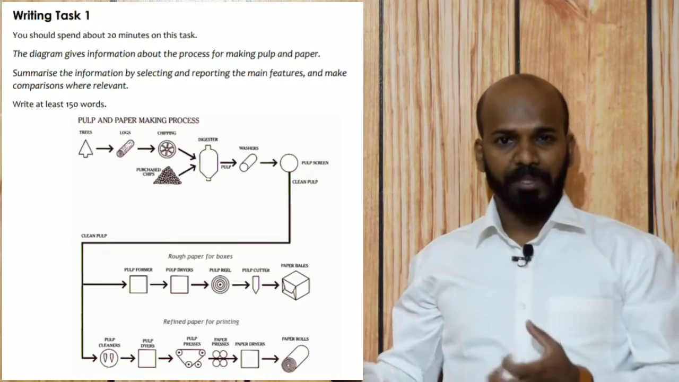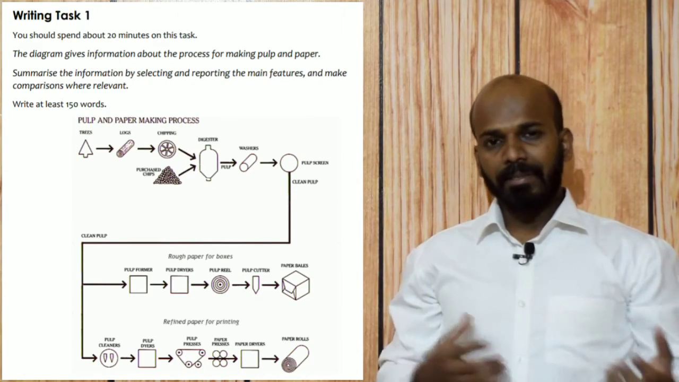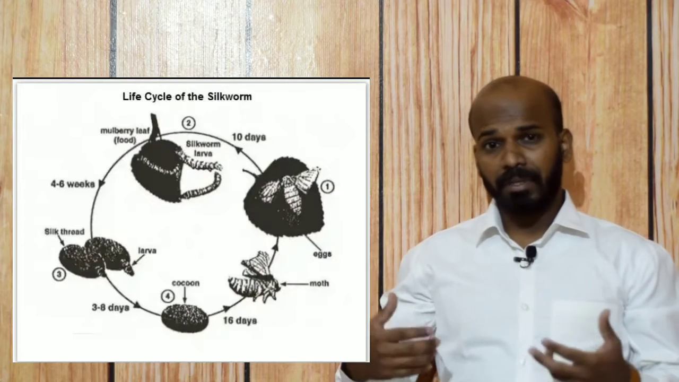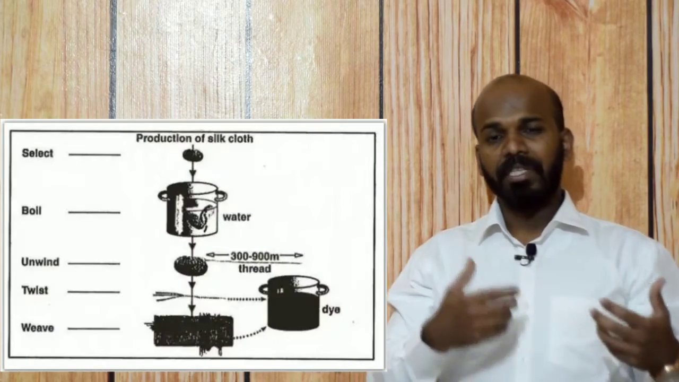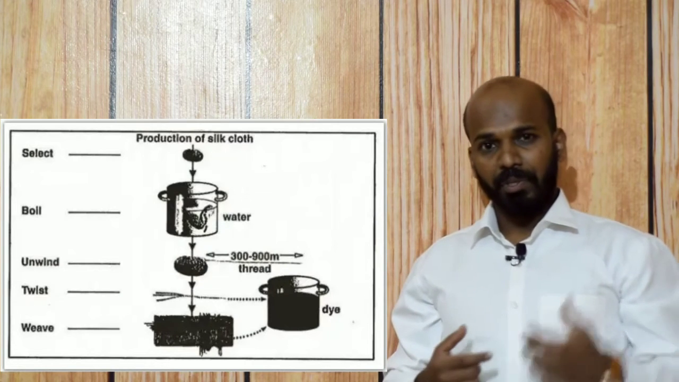Now let's have a look at the types of questions in process or diagram IELTS Task 1 Academic. Firstly, a question may appear in the form of a process of how paper and pulp is manufactured. Secondly, sometimes you will have a natural process, for example, the life cycle of a silkworm, along with how clothes are produced using silk as a raw material. So one is a natural process, the other one is a man-made process, the production.